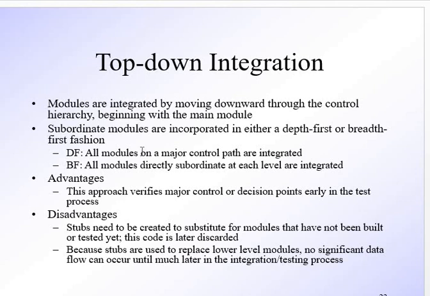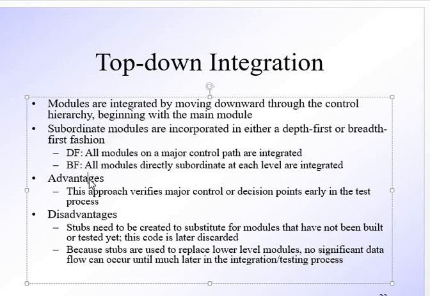So what exactly is top-down integration? In top-down integration, modules are integrated by moving downward through the control hierarchy, beginning with the main module. Subordinate modules are incorporated in either depth-first or breadth-first fashion. When you are developing software, obviously there will be a main module, then we will have smaller sub modules. In this approach, first we test the main module, then we get the sub modules, using either the depth-first or the breadth-first search, as applied in data structures, right?